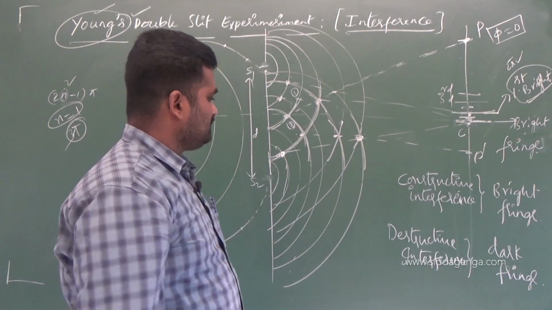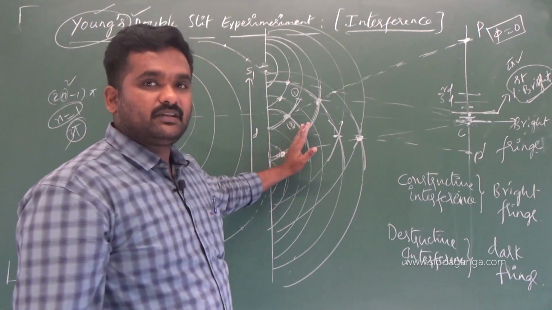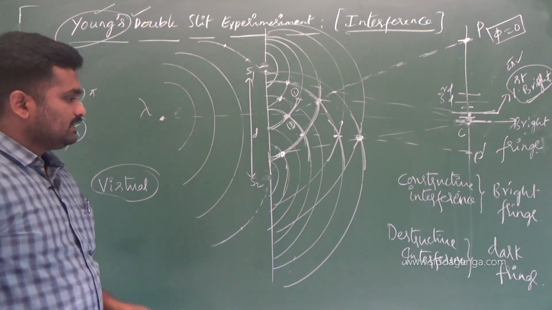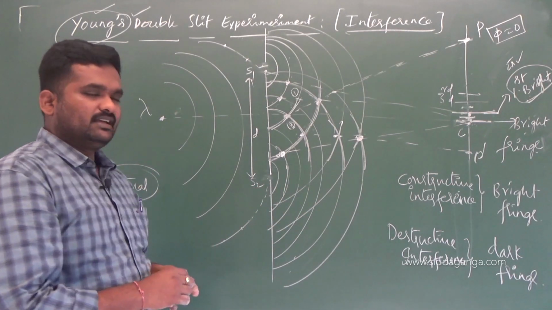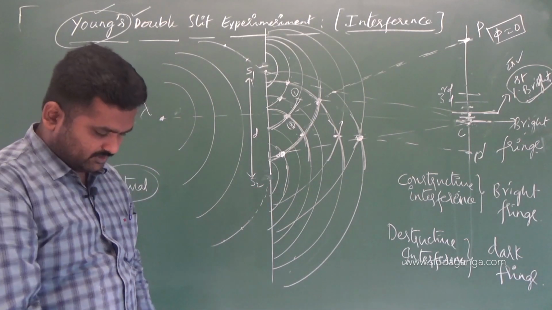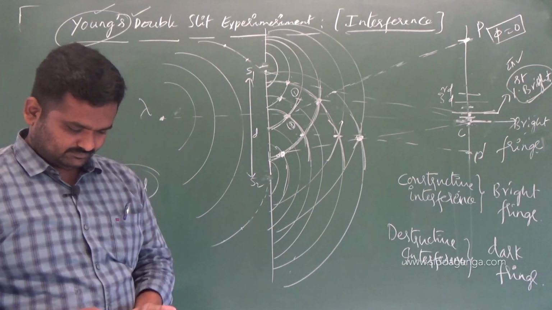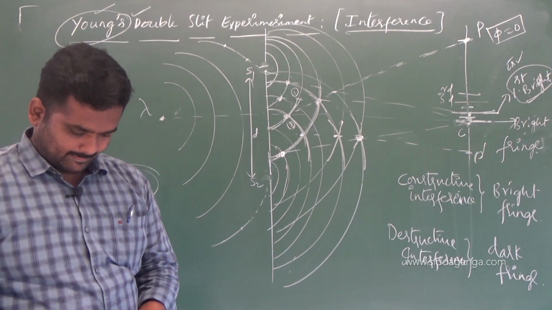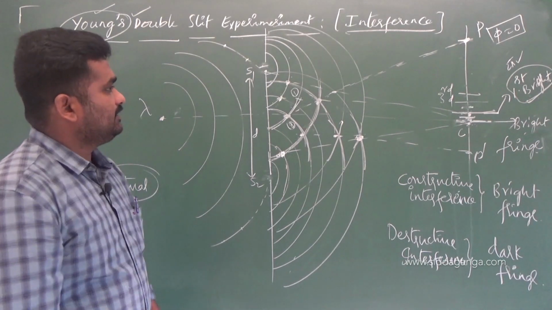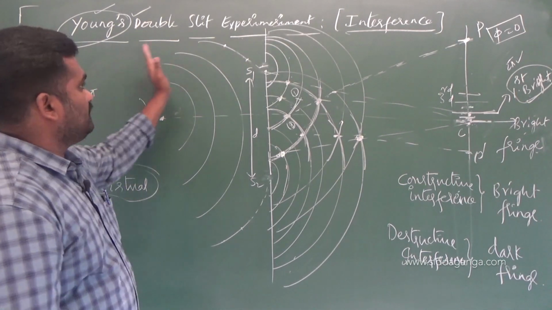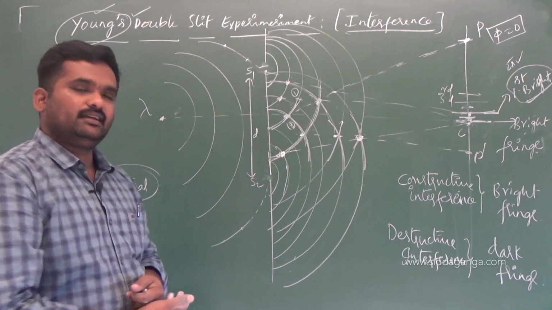So this is how constructive and destructive interference take place in the interference phenomenon, as Young explained. There are some equations to be derived from this. How to derive those equations, I will look at in the next session. I'll wind up for today, and the remaining things in continuation of Young's double slit experiment, I will discuss in the next session.